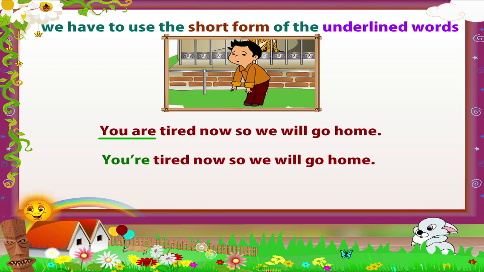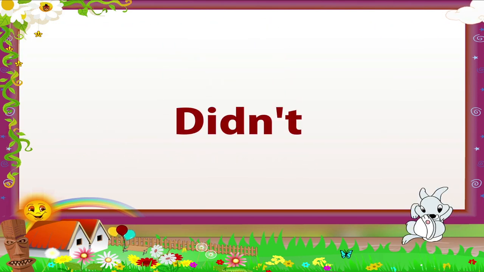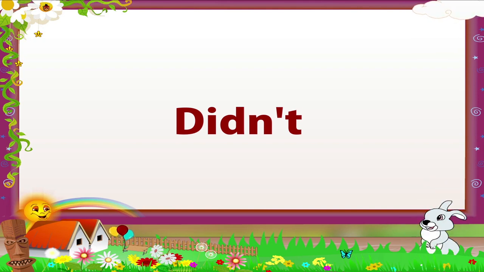Now, Rainbow, didn't you have a nice trip to the zoo? Didn't. Another short form. Remember, if you do want to use short forms in your sentences, use an apostrophe in place of the letter or letters that are left out.